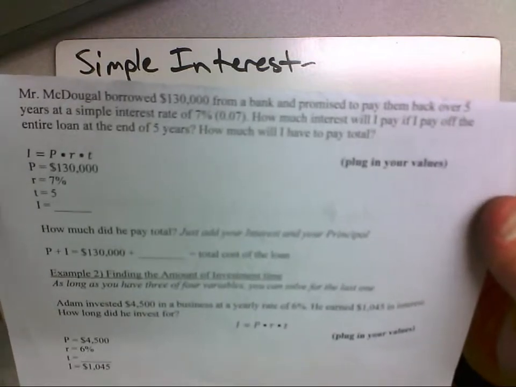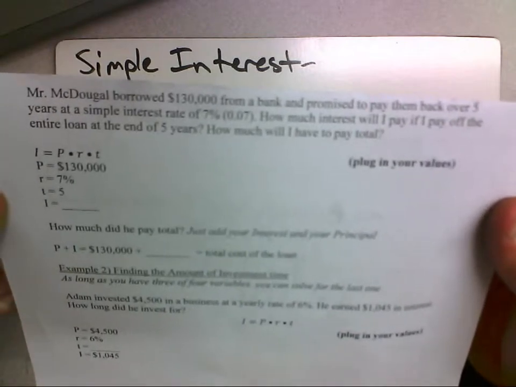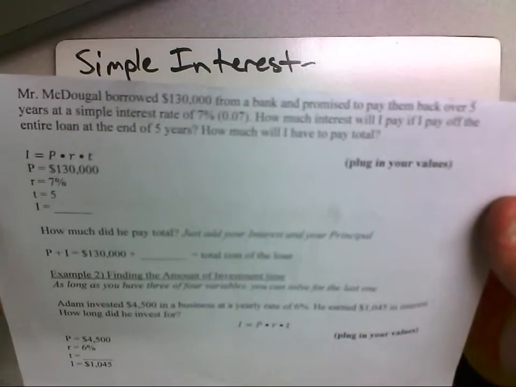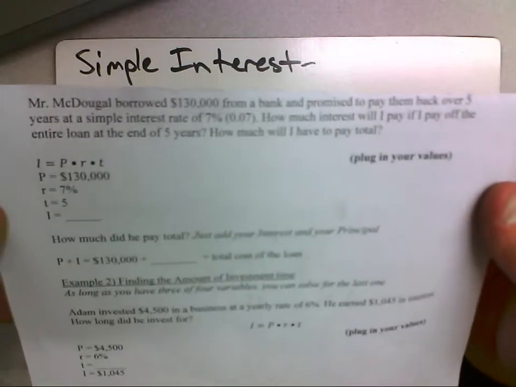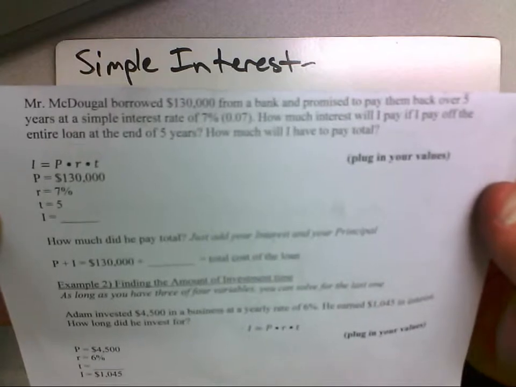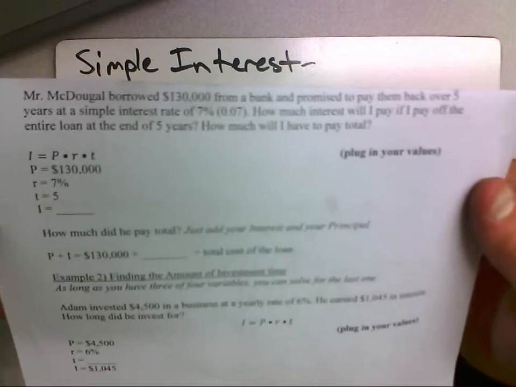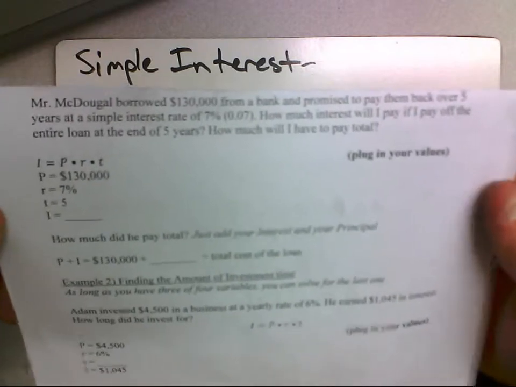And promised to pay them back over 5 years at a simple interest rate of 7%. How much interest will I pay if I pay off the entire loan at the end of 5 years, or I start paying at the end of 5 years? And how much will I have to pay total?